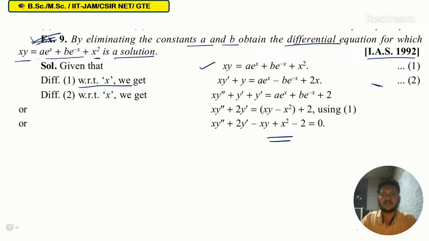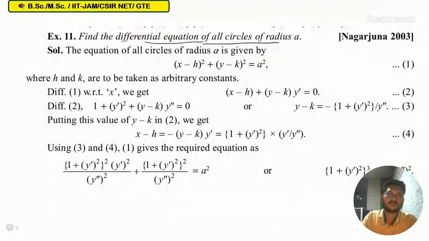The next part is also the equation of all circles of radius a. So the equation of all circles of radius a is given as x minus h square plus y minus k square which is equal to a square. I already told you this type of problem, so you understand this better.